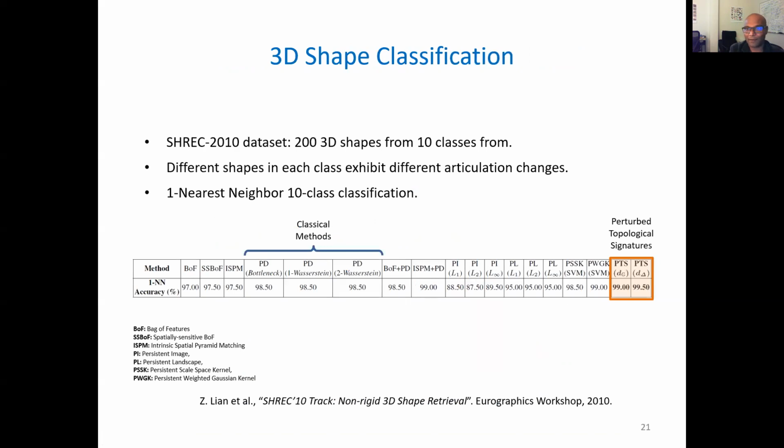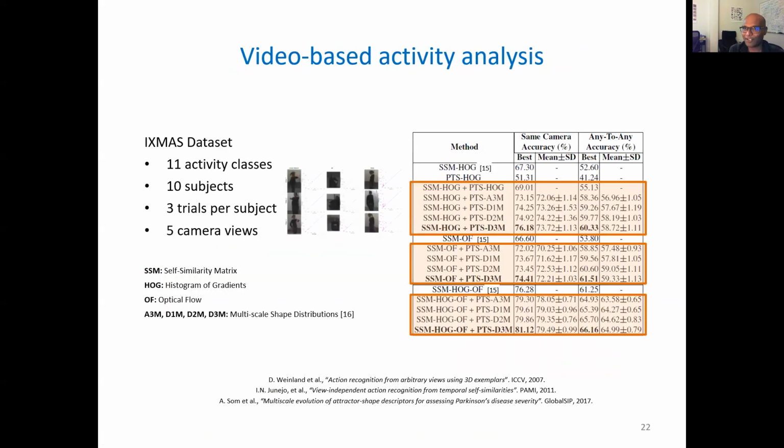I'll move on. And then how does this work in applications to video? We found that perturbed topological signatures, or even just classic L1 Wasserstein measures by themselves applied to HOG features, is not particularly good. So we had to do a lot of feature fusion. We had to work with histograms of gradients. We had to work with other features, including optical flow features, and then do similar things across different feature modalities.